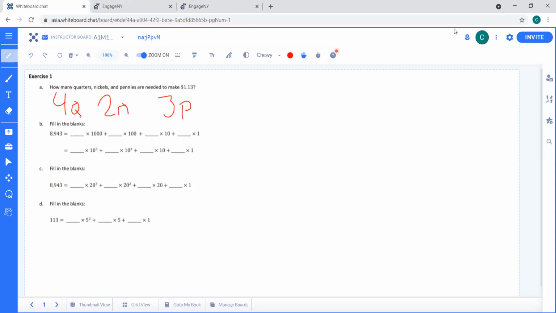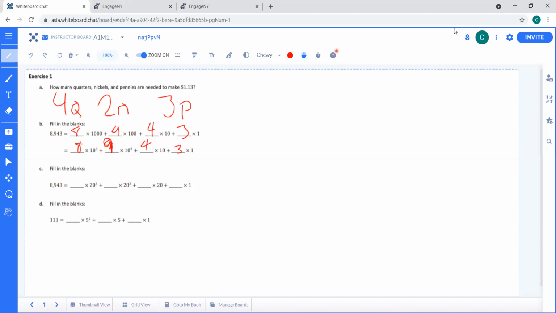Now, fill in the blanks here. For 8,943, what do we need? We need 8,000s, 900s, 4 10s, and 3 1s. We add all that together, we get 8,943. Or we could have 8 times 10 to the third, 9 times 10 squared, because we need 900, 4 times 10, and 3 times 1 still.